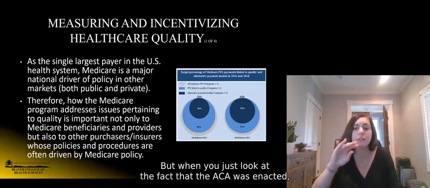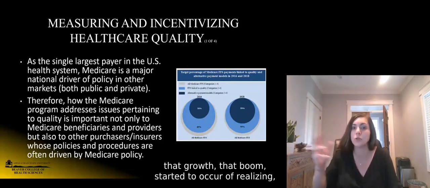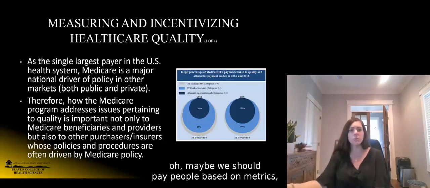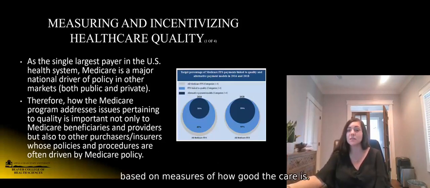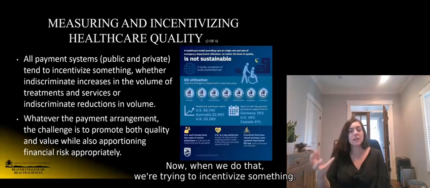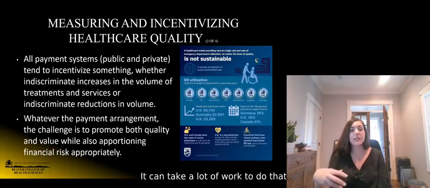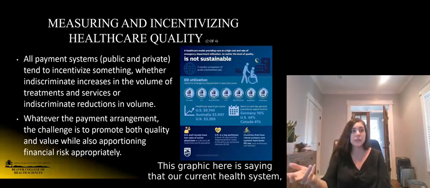But when you just look at the fact that the ACA was enacted, there were some major changes, and then all of a sudden that growth, that boom started to occur of realizing, oh, maybe we should pay people based on metrics, based on measures of how good the care is. Now, when we do that, we're trying to incentivize something. And so we have to collect the data, which can be very cost prohibitive. It can take a lot of work to do that.